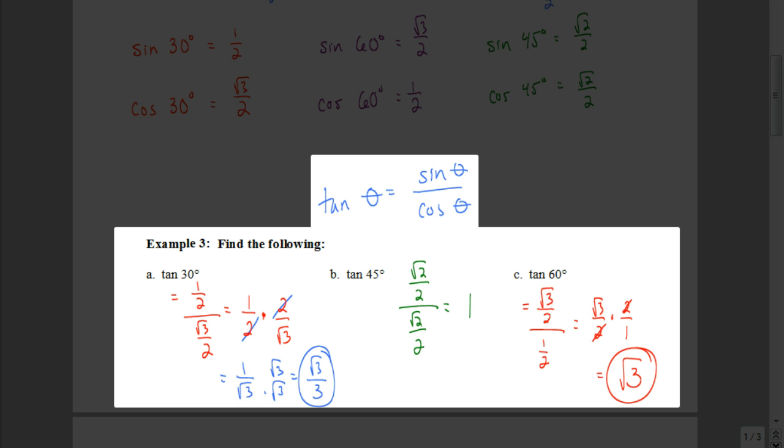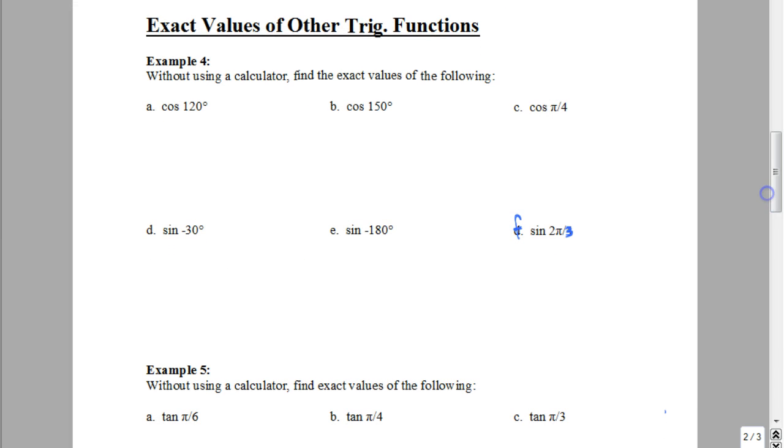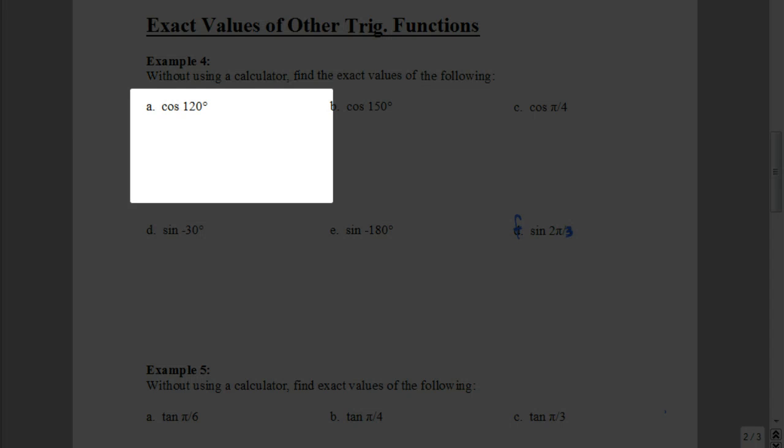Well, this is focusing right now on quadrant 1. How do we find the values of some of the other major angles, the angles that we have to memorize in the other quadrants? Well, that's what we're going to be looking at here. Let's look at the cosine of 120 degrees. To find some of these values, we're going to be using some of the rules that we talked about in the previous lesson. So if you haven't had a chance to watch that video, you want to make sure you do that, lesson 4.3.